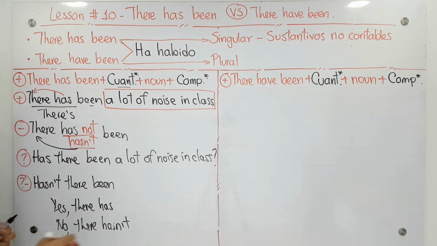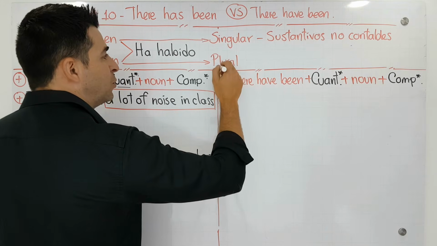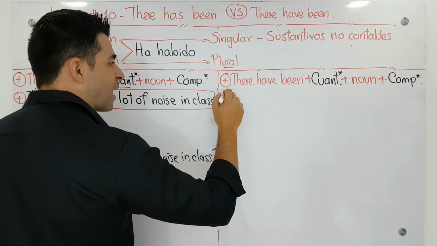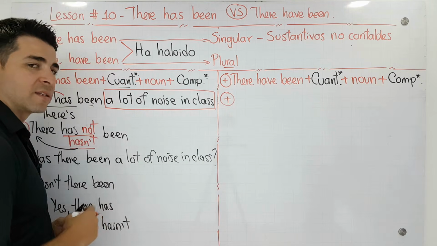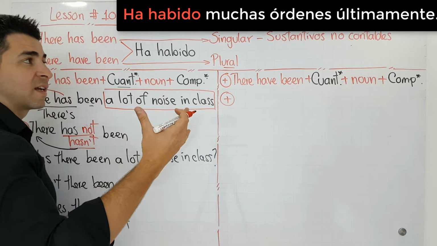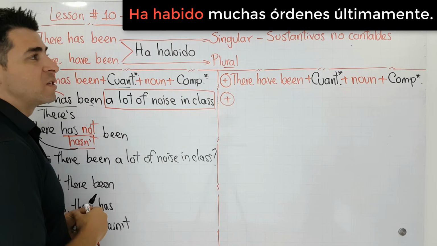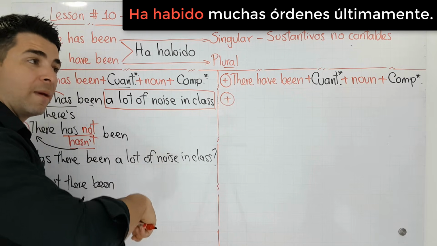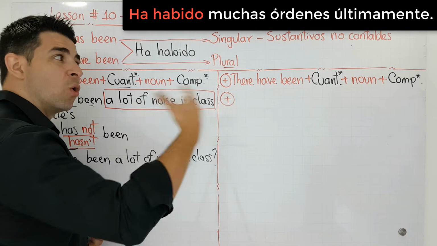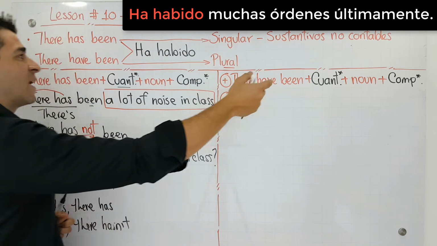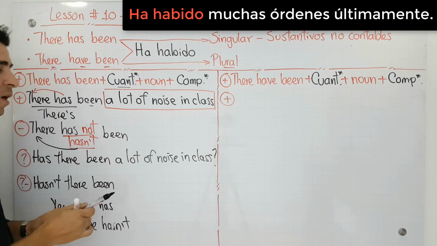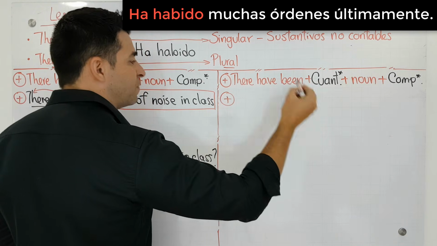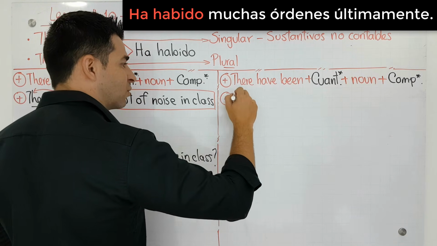Okay guys, let's continue with the second structure that we have for plural sentences, por oraciones en plural, and this is the structure that we're going to follow in an affirmative sentence. Try to do it first, intenten hacerla primero. Look at this. Ha habido muchas órdenes últimamente. Estamos hablando de órdenes, es plural, and that's why we have to use there have been. Es por eso que tenemos que utilizar eso, es parte de la estructura.